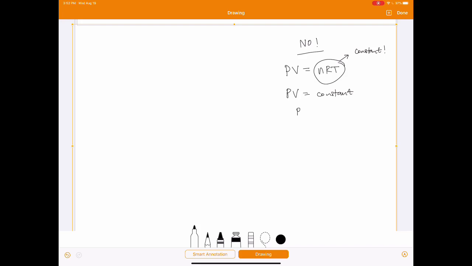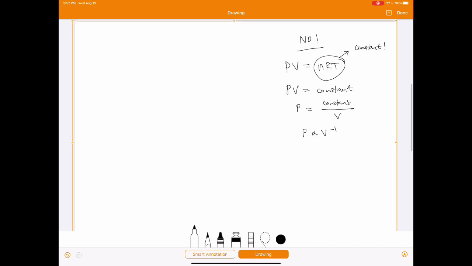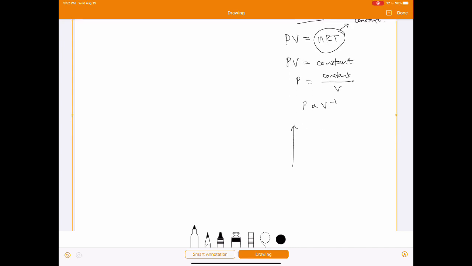Another way of saying that is P is some constant divided by V, or P is inversely proportional to V. So how do we show on a PV diagram that pressure is inversely proportional to volume? Well, the graph of 1 over V looks like this. So this is the type of curve that must be followed for an isothermal process. It has to have this shape. And very clearly, the one that was shown to us doesn't have that shape. So we can say it's not isothermal.